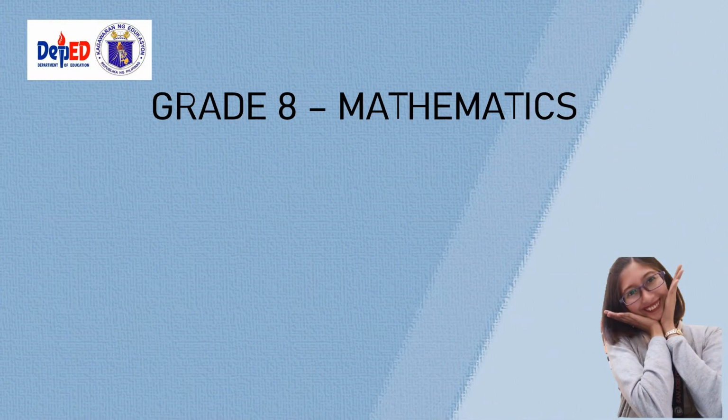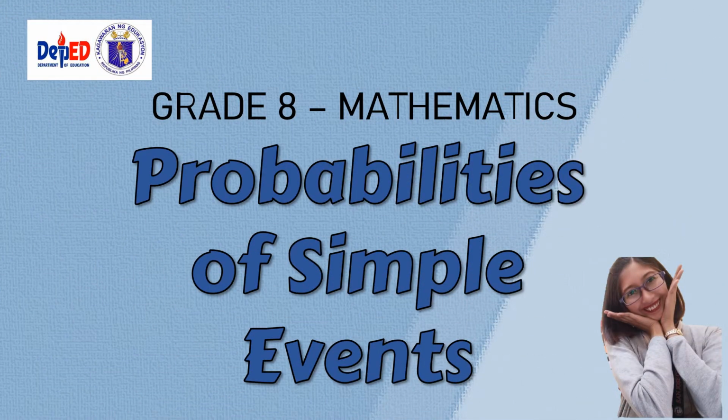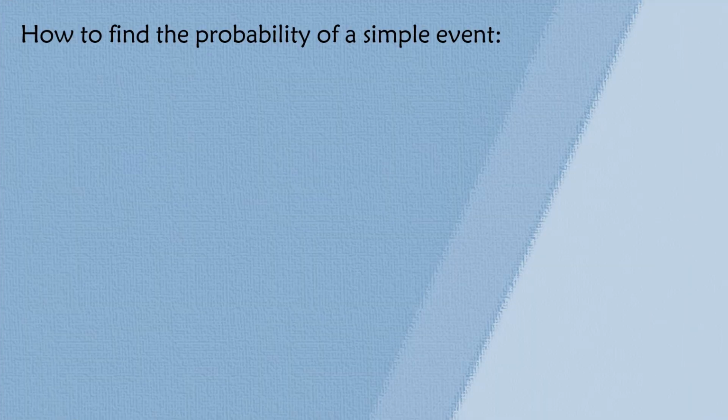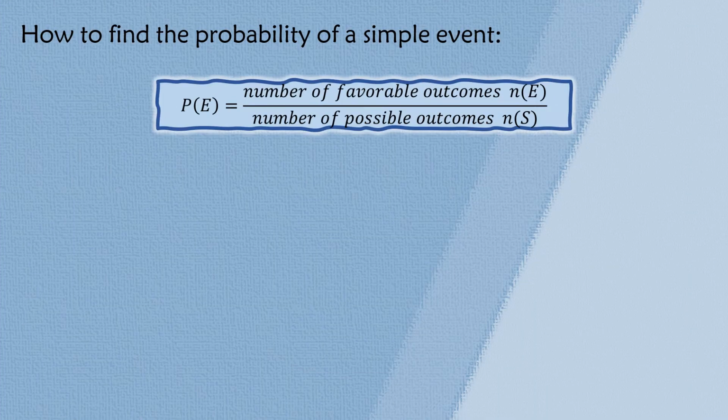In this video, for grade 8 mathematics, pag-uusapan natin ang tungkol sa probabilities of simple events. So, how to find the probability of a simple event? We will use the given formula P(E), wherein P stands for probability and E is for event. The formula is the number of favorable outcomes, or n(E), divided by the number of possible outcomes, or n(S).